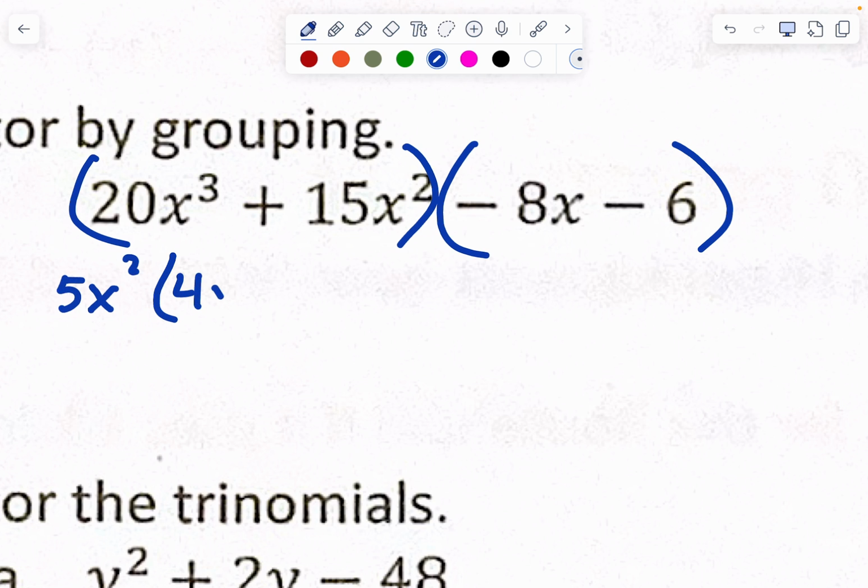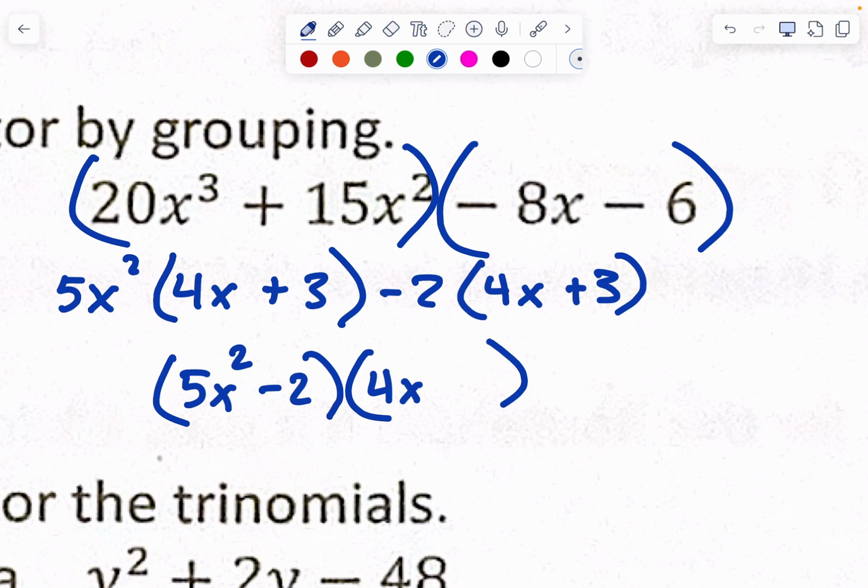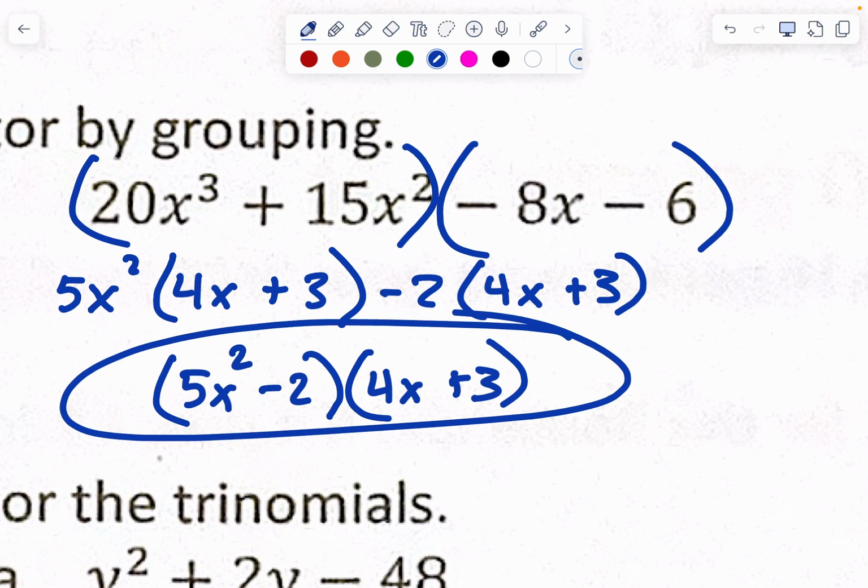What's left over? 4x plus 3. What are you going to pull out of the second group? -2. What's left over? 4x plus 3. My two groups are 5x squared minus 2 and 4x plus 3. It doesn't matter which one goes first, and that's your answer.